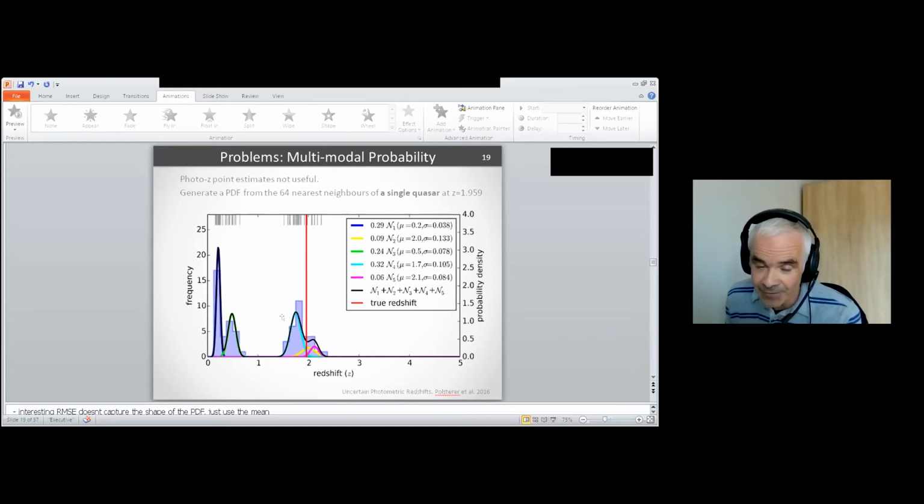So you've actually got a lot of degeneracy going along here. And if the algorithm is just taking the mean, and that's what it's using to classify, it's going to predict it at 1 when actually it's wrong on both accounts. So you've got problems with multimodal distributions.